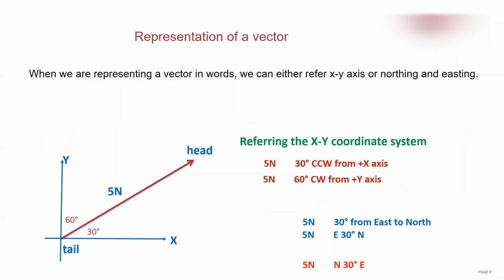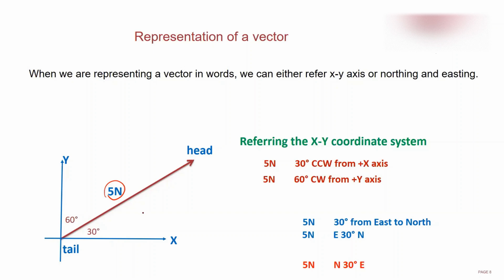When we are representing a vector using words, we can write referring to XY coordinates, or else we can use the compass directions: north, east, south, and west. First, we'll see how to write the vector using the XY coordinates. So we take the same vector that we had before. We have 5 newtons applied in the direction given by the arrow.